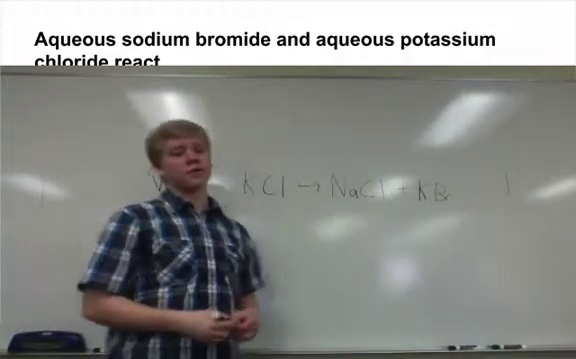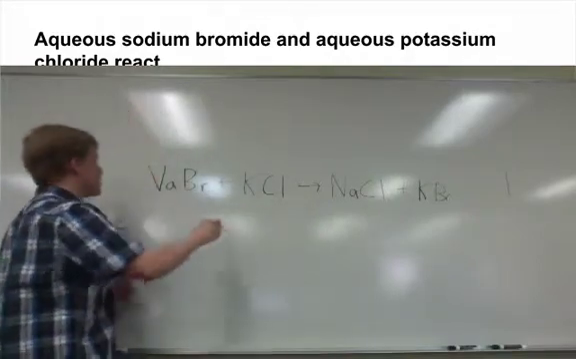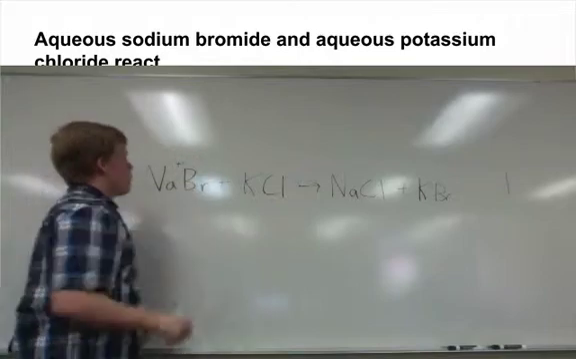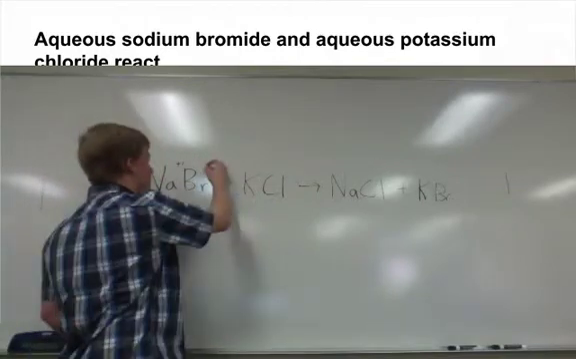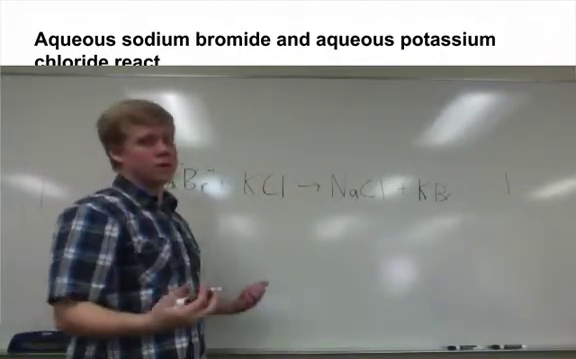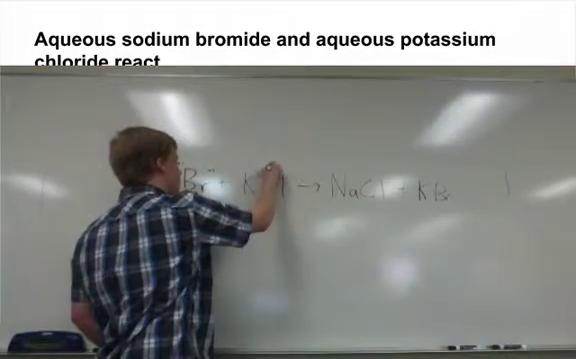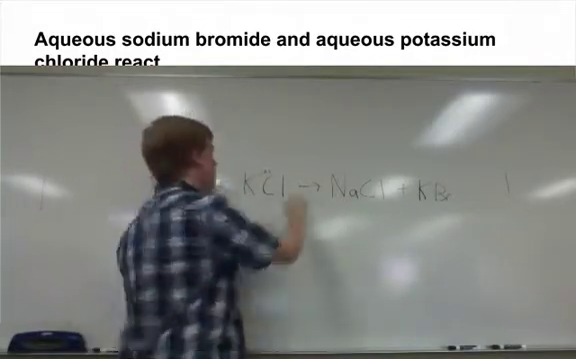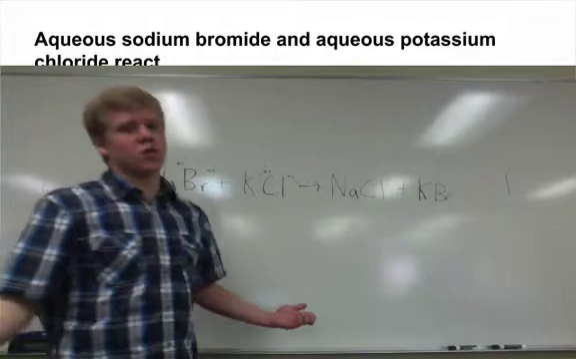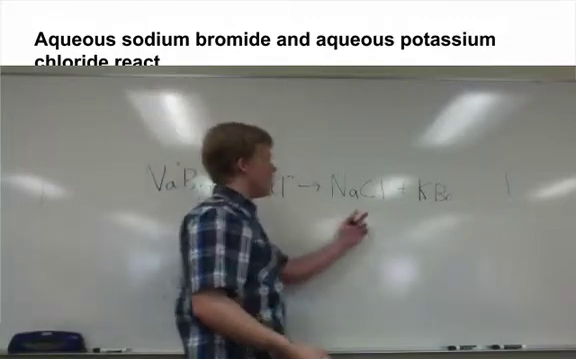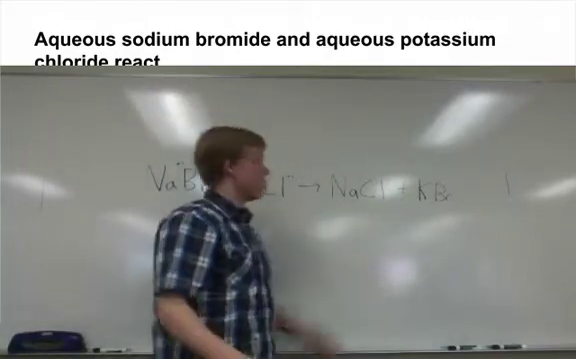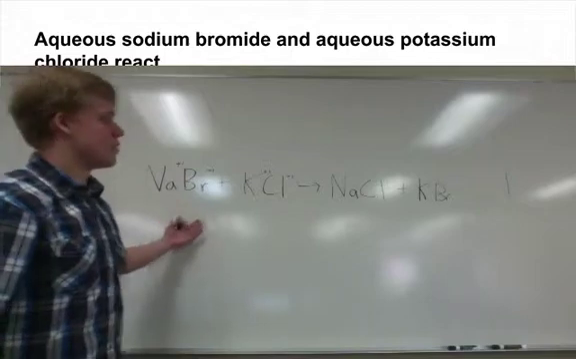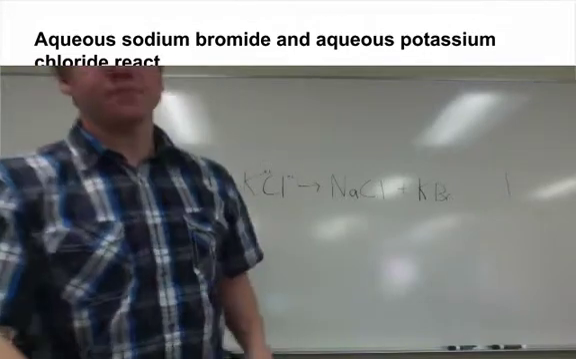Now we need to balance charges. So we can see that sodium is +1, bromine -1, potassium +1, and chlorine -1. So actually this is just a 1-to-1, so we don't actually need any coefficients here. So this is the first example of a double displacement reaction.